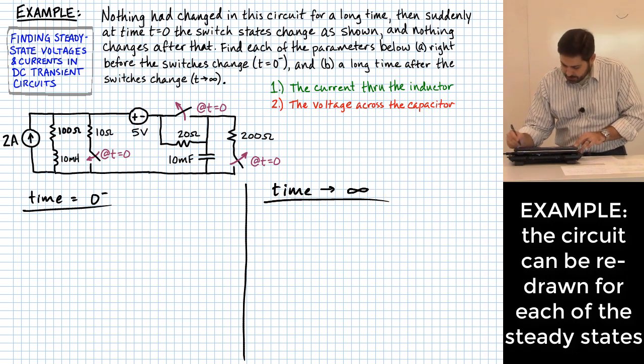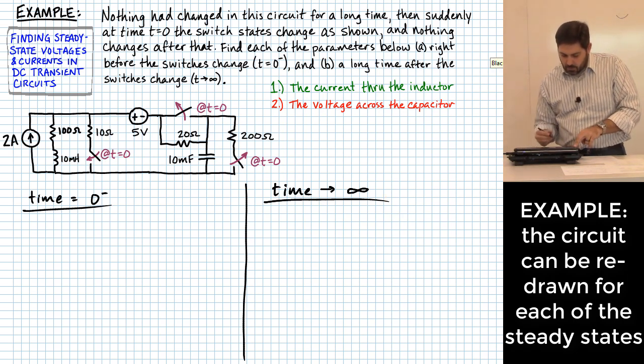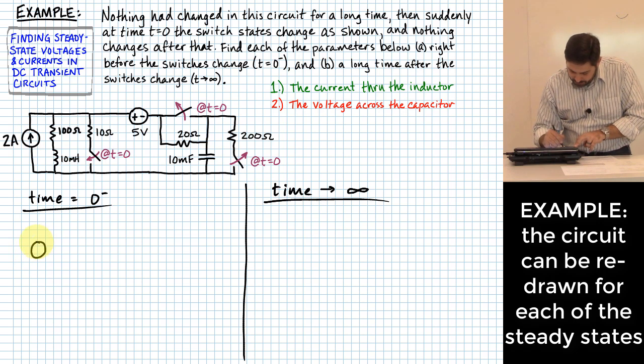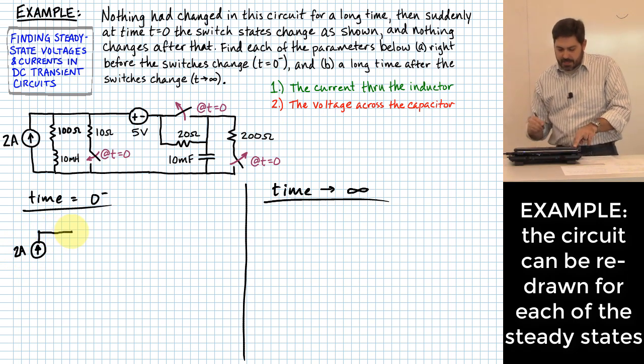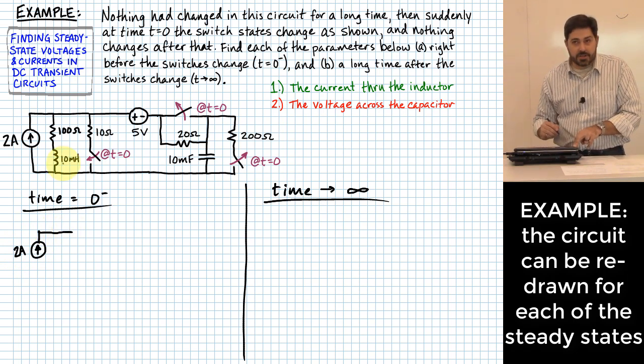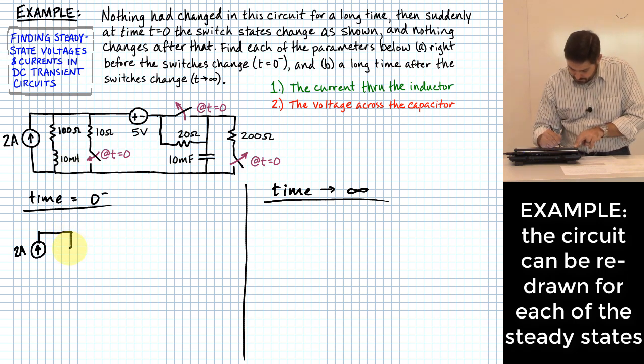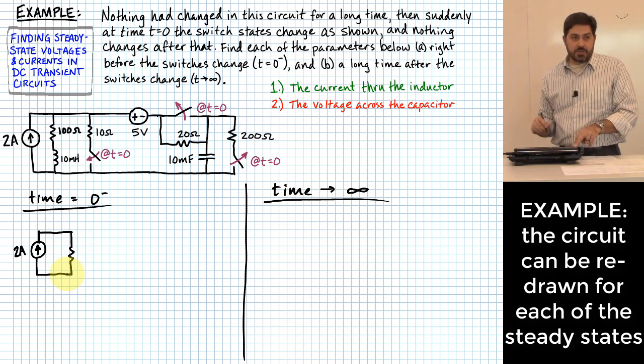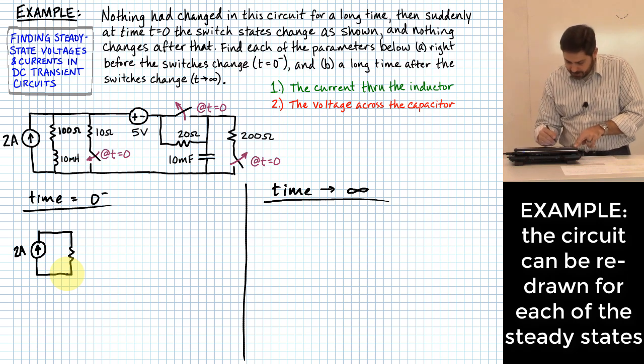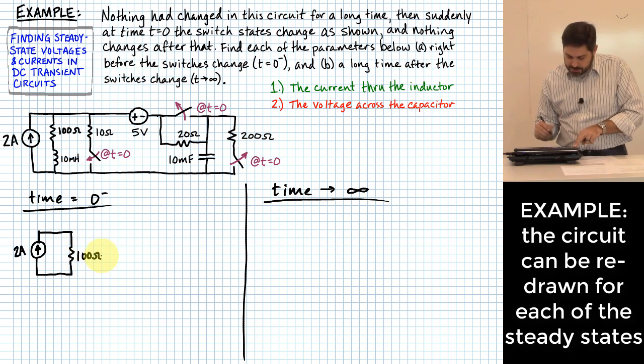What does the circuit look like in the left case? I'm going to redraw it. What we see there is a current source that doesn't change, 2 amps. Then what does it connect to? How does that 10 millihenry inductor look? It's like it's not there. It's like it's just a wire. So I can just ignore it and pretend there is a path for current to flow right there, because there is, but I'm not going to draw the inductor. So here I'm going to have a 100 ohm resistor.